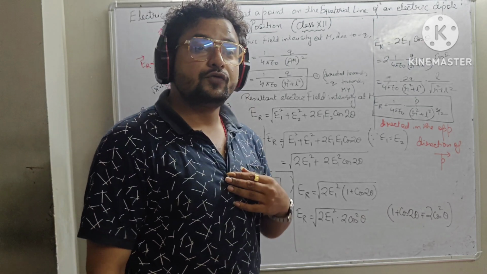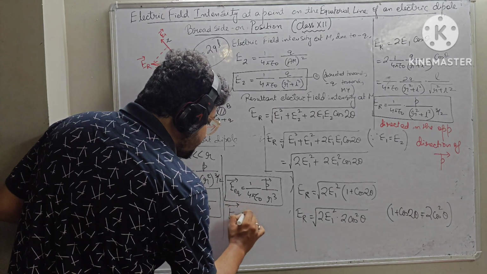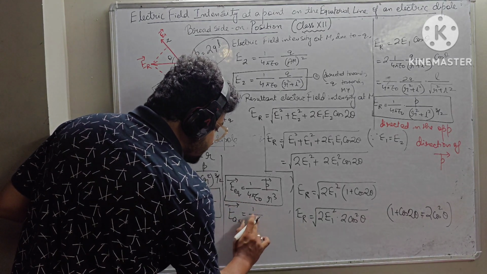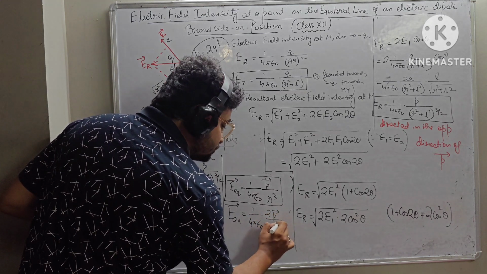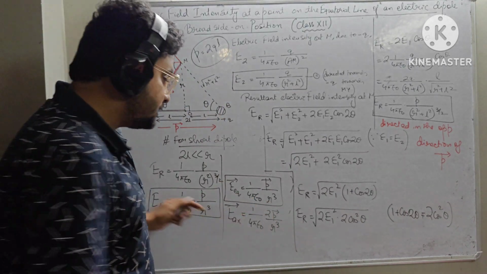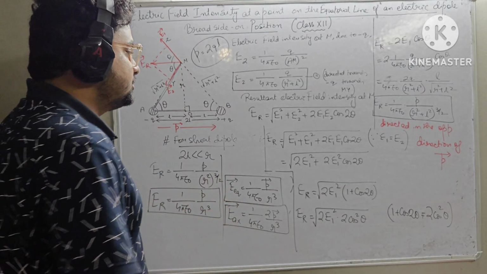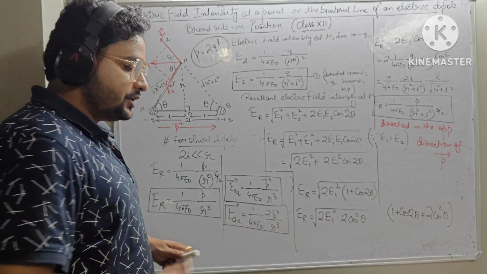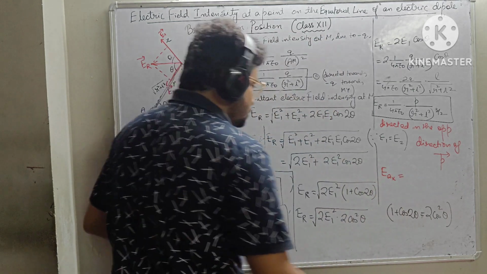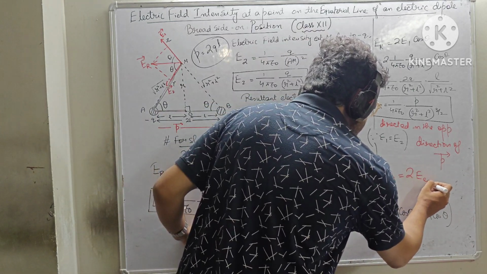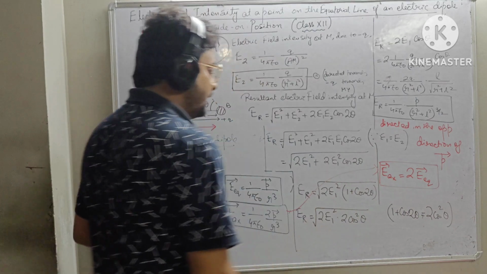Remember, what was the formula for the axial line? What was the formula for the axial line? The formula for the axial line was, for a short dipole, 1 by 4 pi epsilon naught 2P divided by R cube. Okay, this was the formula for the axial line. Okay, and this is the formula for the equatorial line. So from these two expressions we can write over here: the electric field intensity at the axial point is equal to twice the electric field intensity at the equatorial line. Okay, so this one you can write.